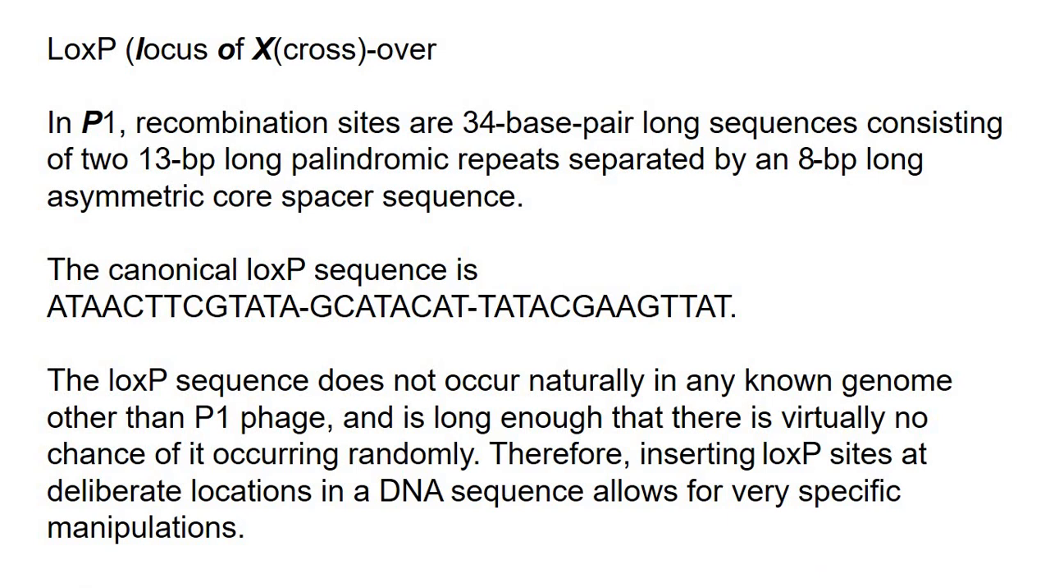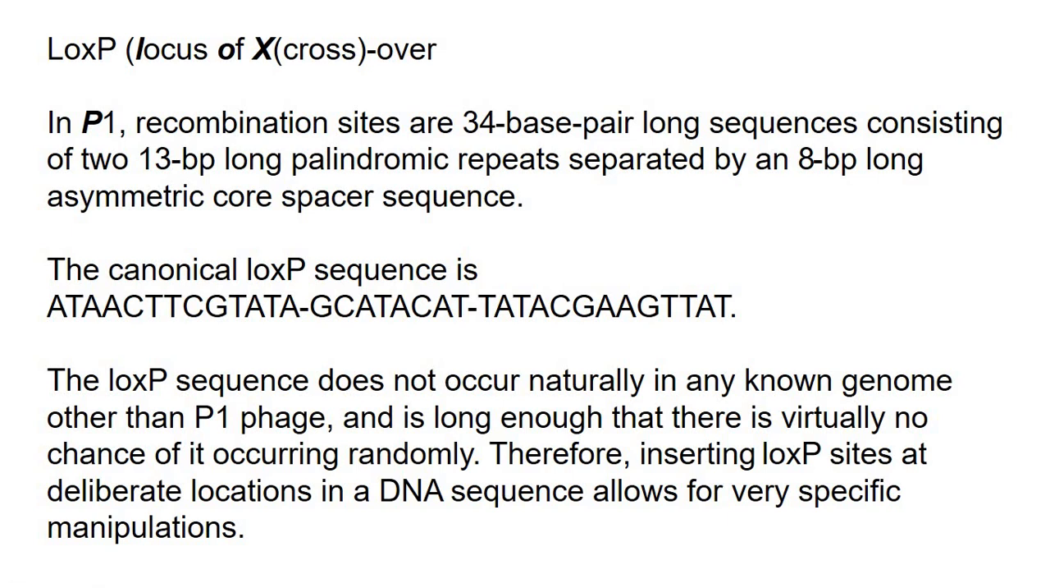LOXP, which stands for locus of X-over or crossover, is where the LOXP name comes from. In the P1 bacteriophage, these recombination sites are 34 base pair long sequences. This consists of 13 base pair palindromic repeats, which are your binding sites for recombinases. So this is the 13 base pair long palindromic sequence on each side, separated by this 8 base pair long asymmetric core spacer sequence. As I earlier mentioned, it can be 4 to 8 base pair. These are the recombination sequences, where the recombinase will bind.